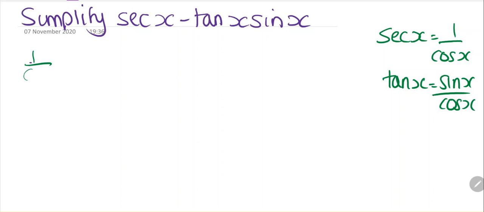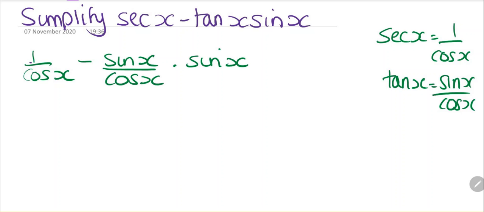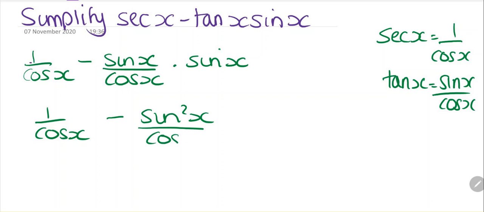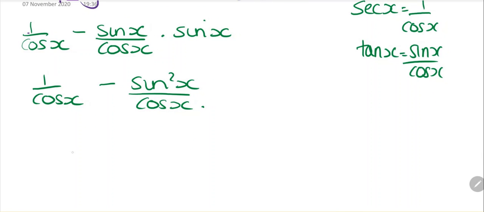So we've got 1 over cosine of x minus sine of x over cosine of x, and this is multiplied by sine of x. So I have to think about what we can do with this. If we multiply, we've got 1 over cosine x, and then sine squared x over cosine of x. Now they're both over the same denominator, so I can combine them.